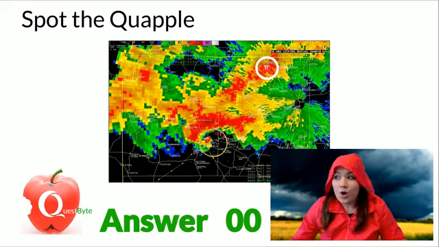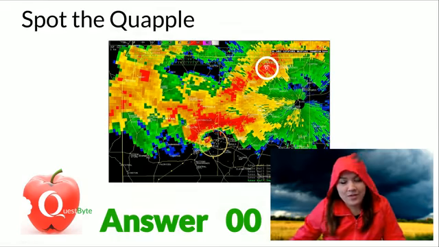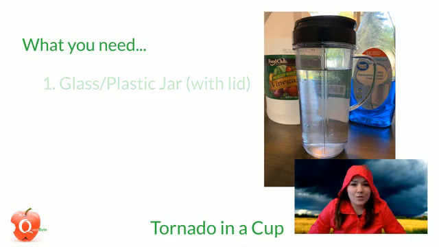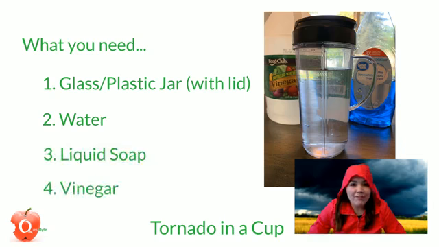So today, we are going to be making a tornado in a cup. So what do you need for that? You'll need a glass or a plastic jar with a lid, water, liquid soap, and vinegar. But before we make our own tornadoes, what is a tornado?